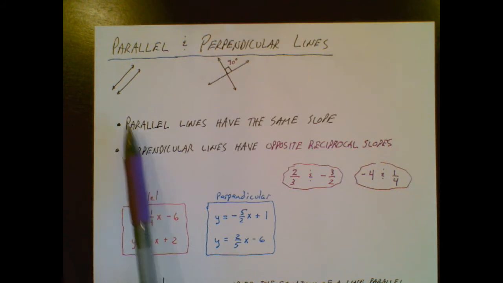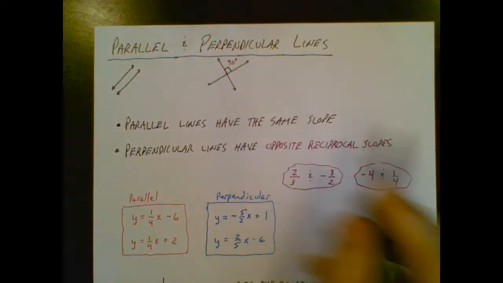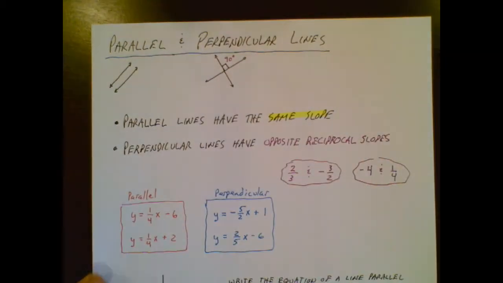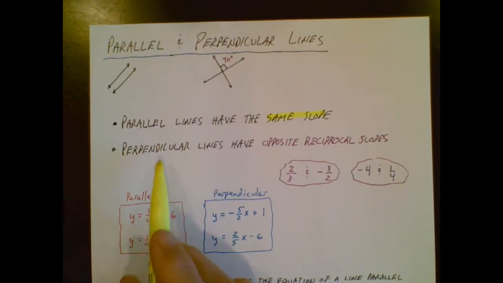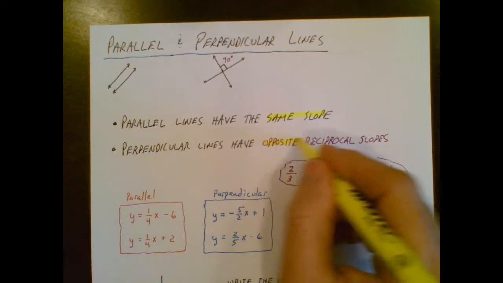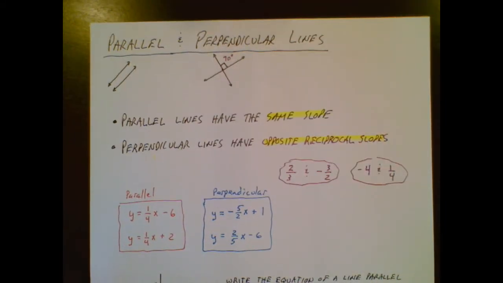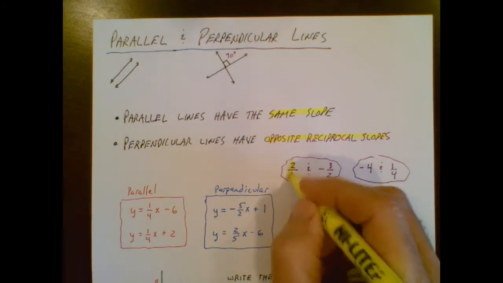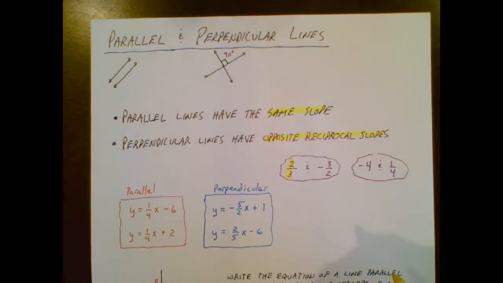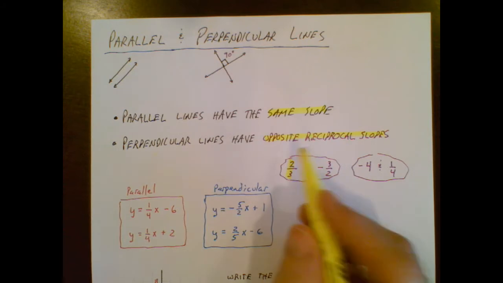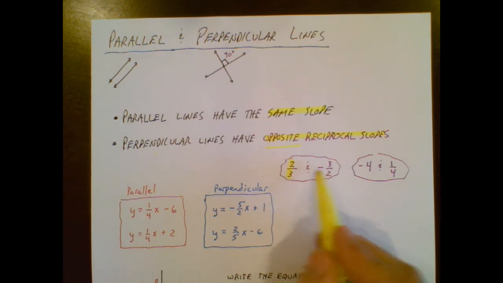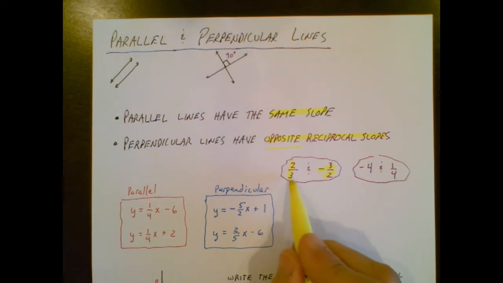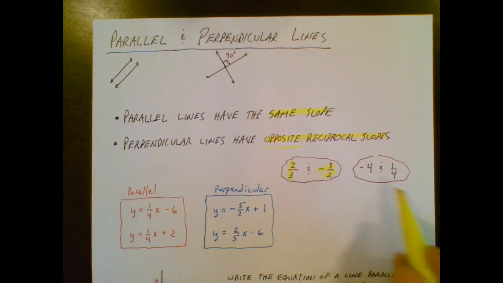All right, so if lines are parallel, they end up having the same slope. That makes sense because they have the same steepness. What makes a little less sense is perpendicular lines have what's called opposite reciprocal slopes. And here's what we mean by opposite reciprocal slopes. 2/3 has a reciprocal of 3/2, and the opposite sign means if this was positive, I call that negative. Negative 3/2 is the opposite reciprocal of 2/3.